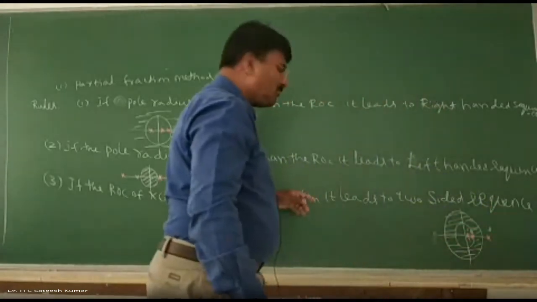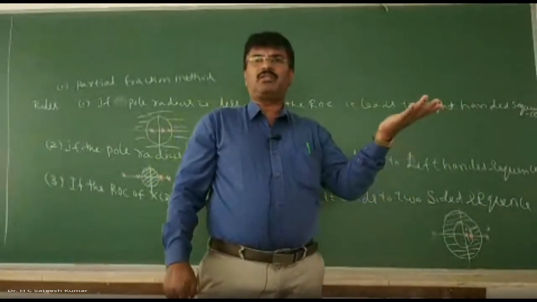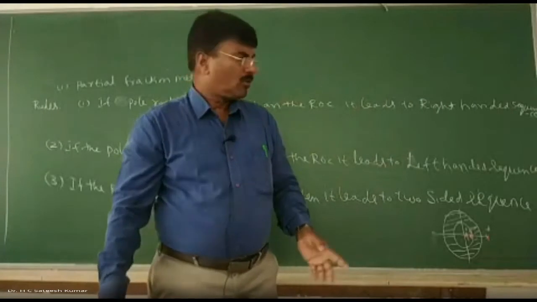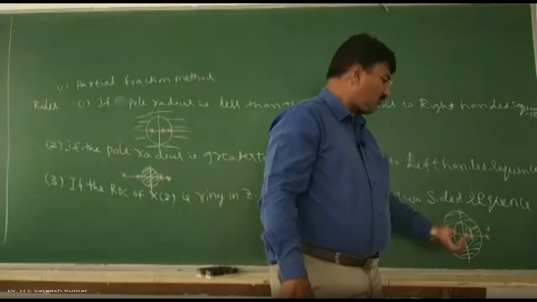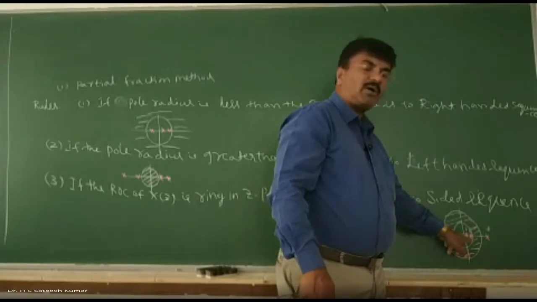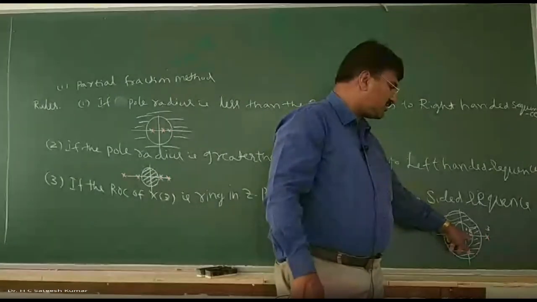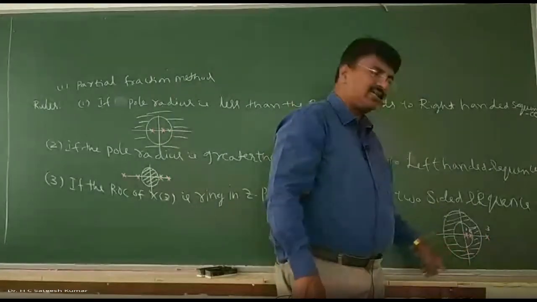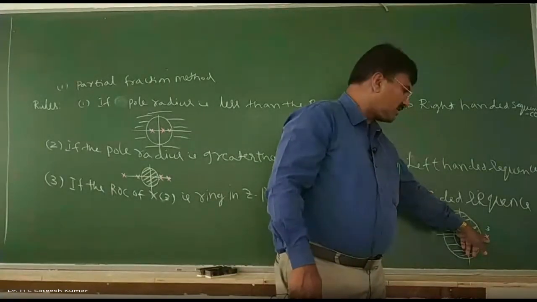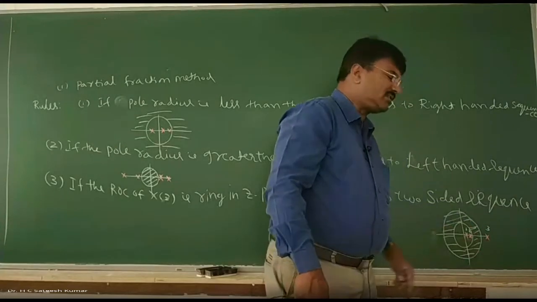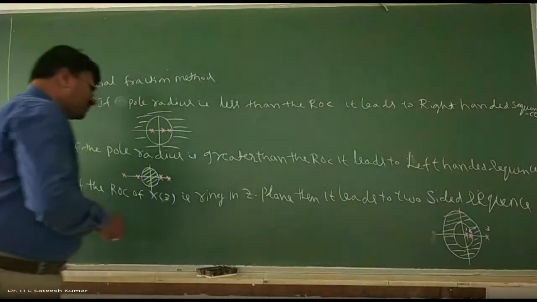What do you mean by a two-sided sequence? We have a combination of right and left. So some terms may be right-handed, some terms may be left-handed. The terms corresponding to the poles whose pole radius is less than the ROC lead to a right-handed sequence, and the terms corresponding to the poles whose pole radius is greater than the ROC lead to a left-handed sequence. So we can write it this way.